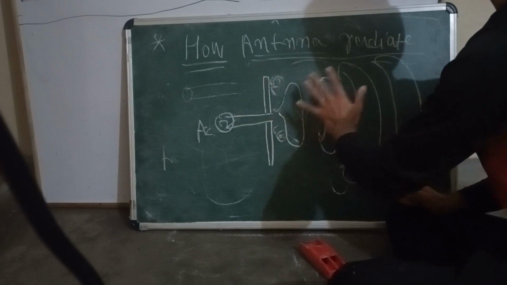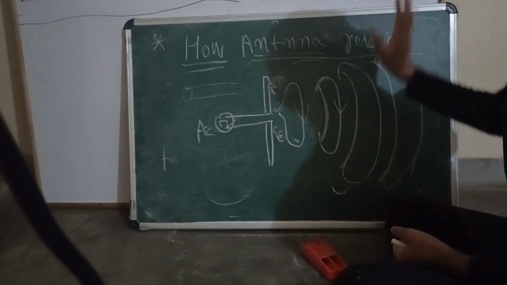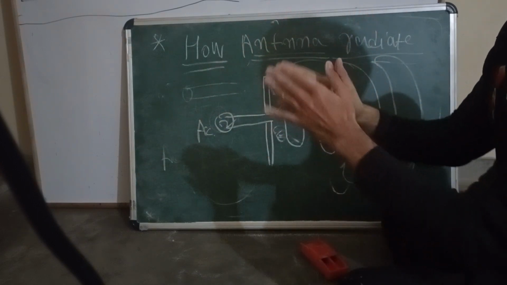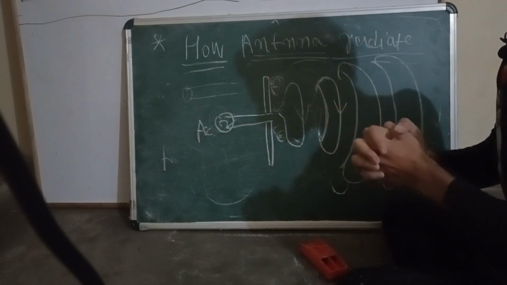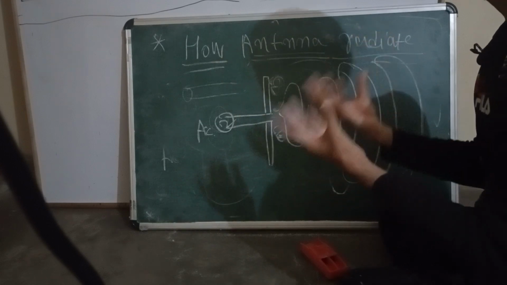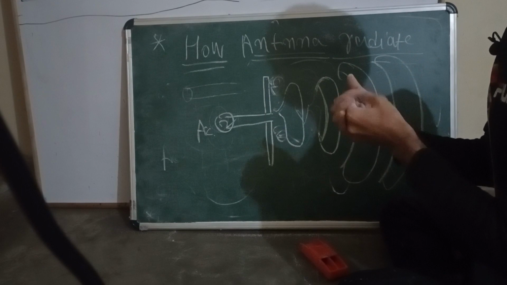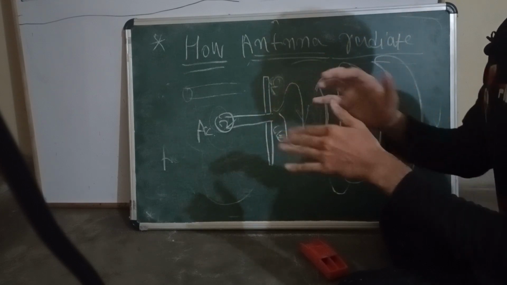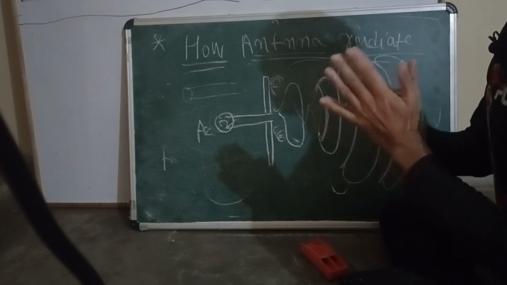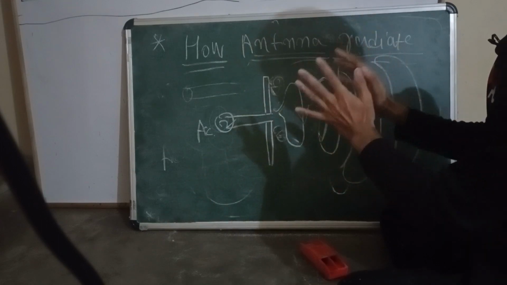So this is the basic idea of how the antenna radiates. And what is this antenna? An antenna is nothing but a simple conductor which radiates electromagnetic waves. What is the origin behind this? The main source is nothing but oscillation of charge. When the charge is oscillating, accelerating or decelerating, at that time it is possible for the conductor to radiate.